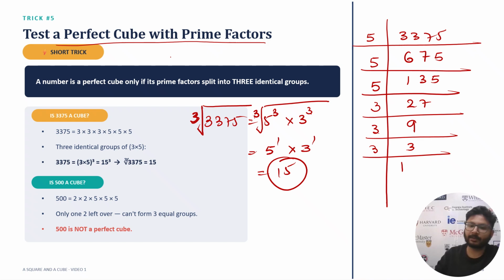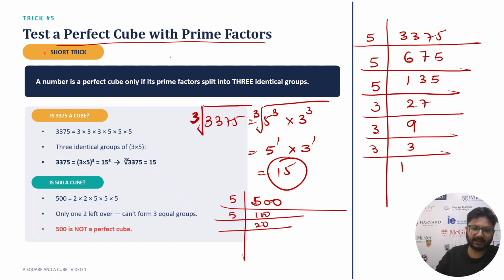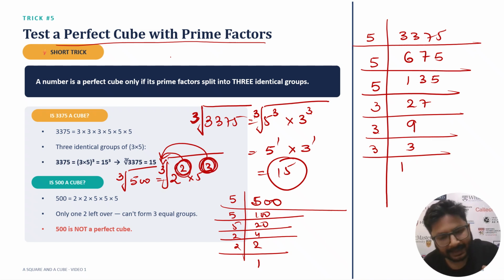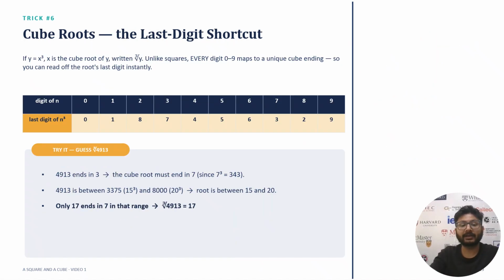On the other hand, if I talk about another number, let's say 500. So 500, 5 100s, 5 20s, 5 4s, 2 and 2. So 500 is equal to 2 to the power 2 into 5 to the power 3. To find out the cube root, this needs to be divided by 3 and this needs to be divided by 3. This is possible, but are you able to divide 2 by 3 entirely? It is not possible. It means it is not a perfect cube.